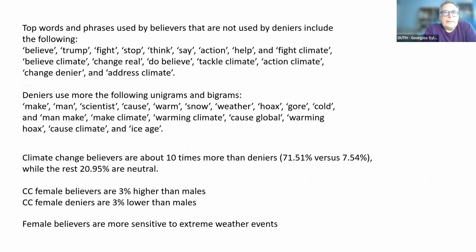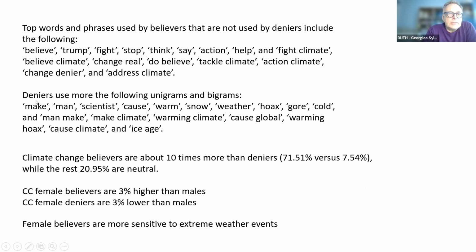What sort of keywords people use when they tweet about climate change? The believers use this type of words that you see over here: believe in climate change, real, to believe, etc.